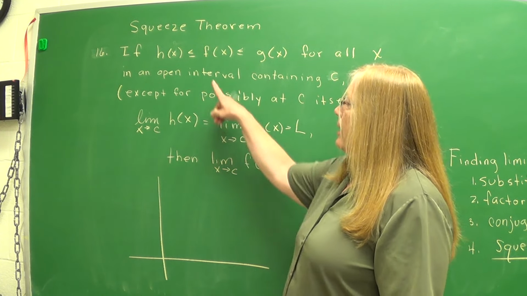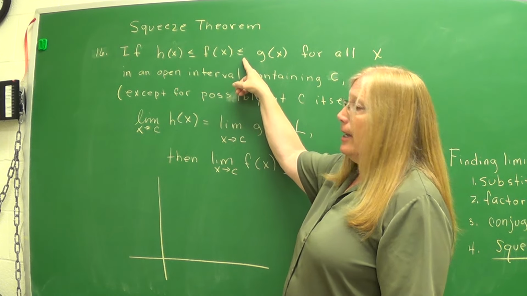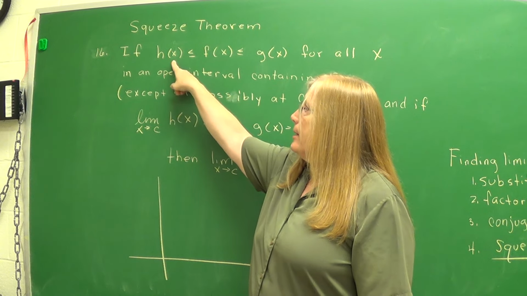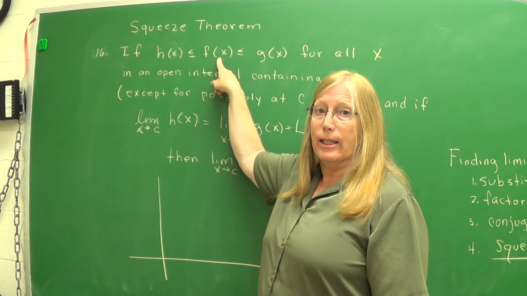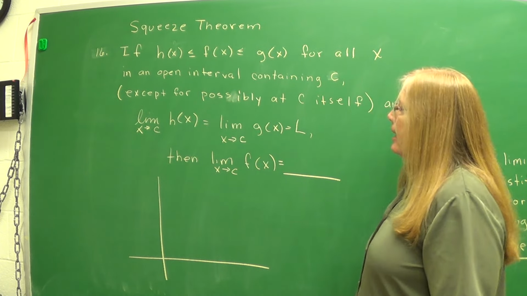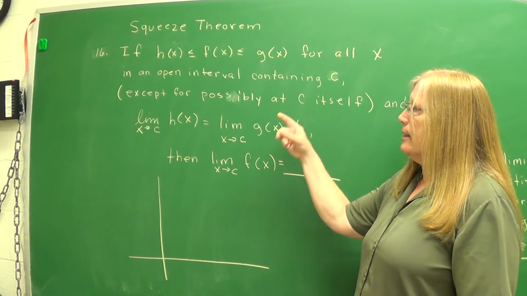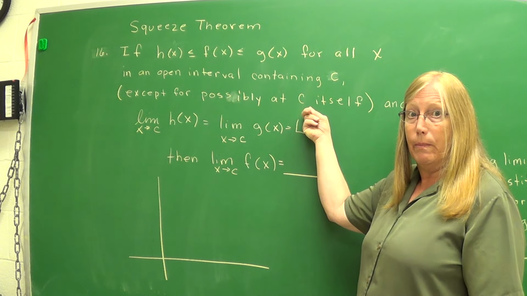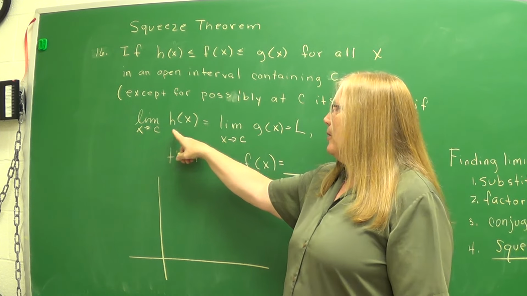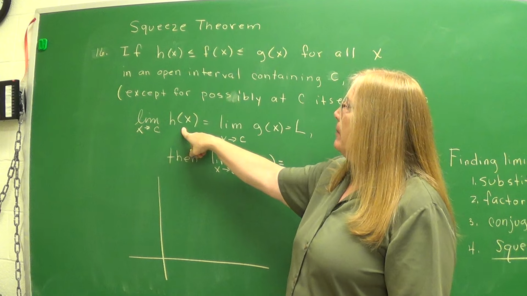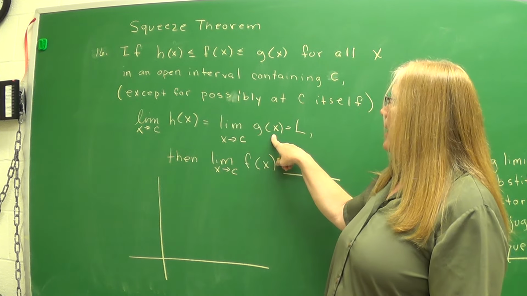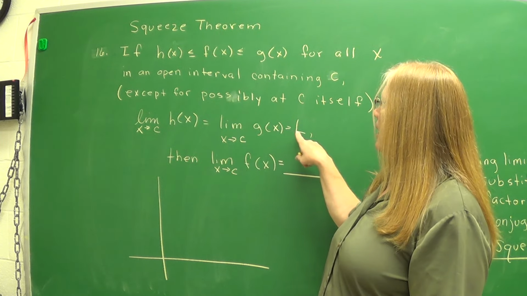If h of x is less than or equal to f of x, which is less than or equal to g of x, so we have three functions going here. This one is always less than or equal to this one, and this one is always less than or equal to this one. So for all x in an open interval containing c, except possibly at c itself for those badly behaving functions, and if the limit as x approaches c of h of x, remember h of x was this little guy, equals the limit of g of x as x approaches c is L.